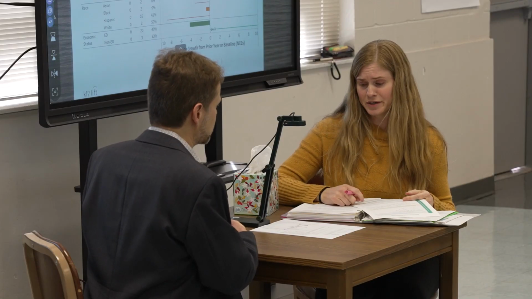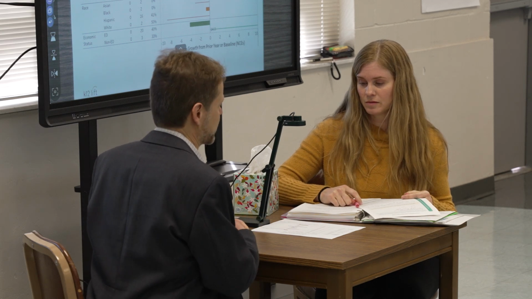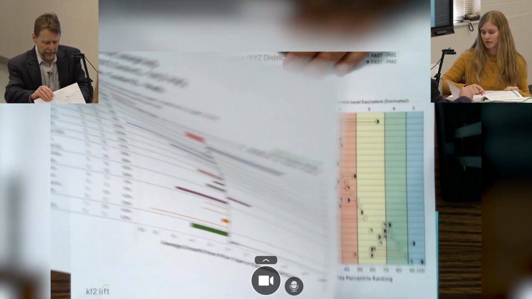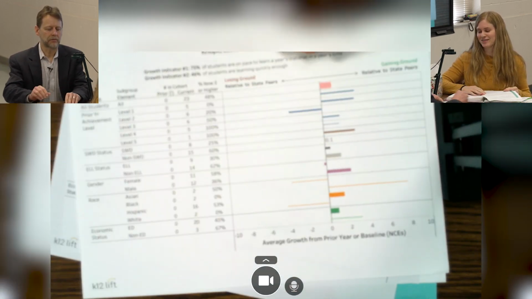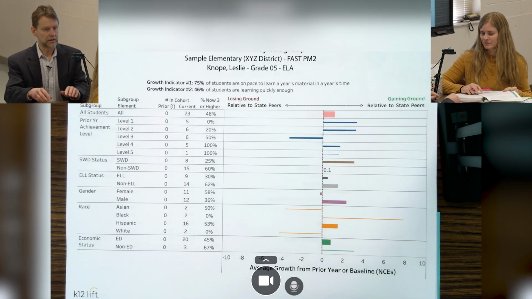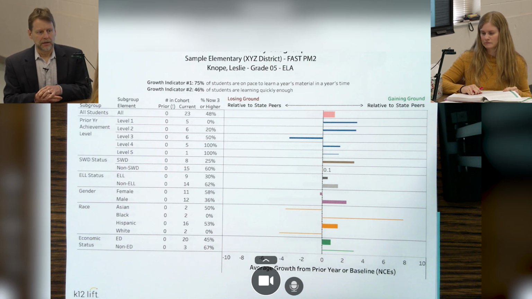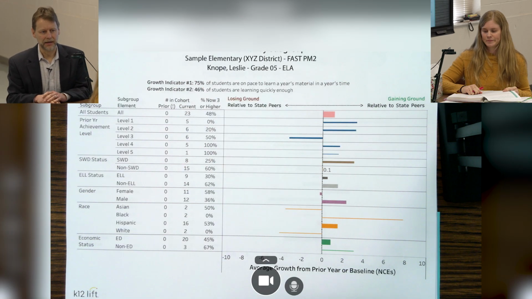Well, my ELA looks pretty good. Why do you say that? What in the ELA data makes you think that it's good? Let's go ahead and pull that up. Yeah, I saw that the bars were on the right, and I remembered that was good. And why is that good? Because students are growing. Bars pushing to the right. They're growing in terms of what? Oh, from the prior year. It is from the prior year.